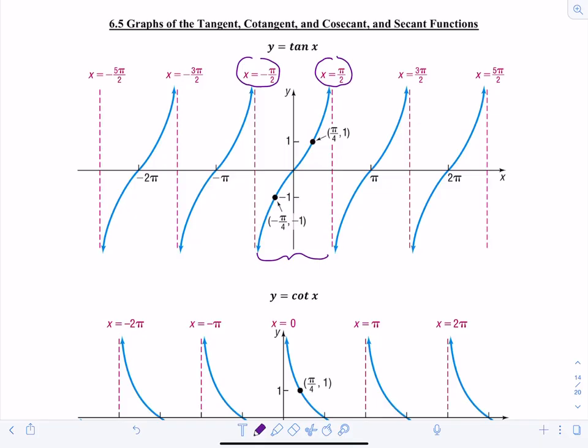Now, the period for tangent is just pi. We mentioned that earlier a couple sections ago, and you can see that the distance between the two vertical asymptotes is pi, and so the tangent graph repeats every pi. That's why its period is pi.